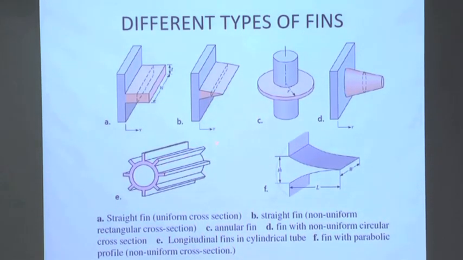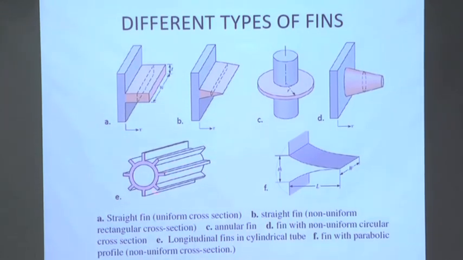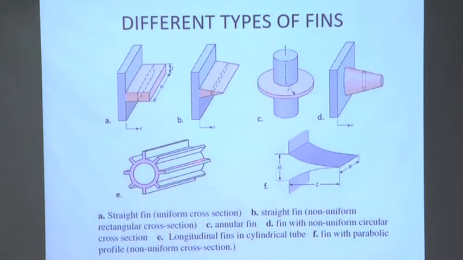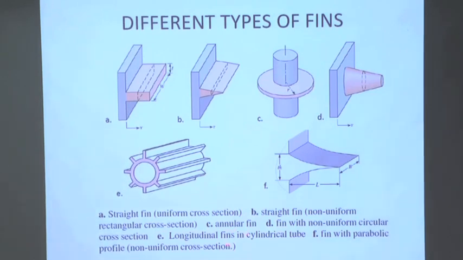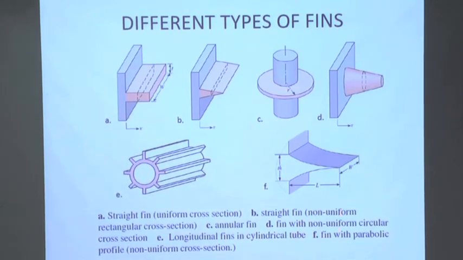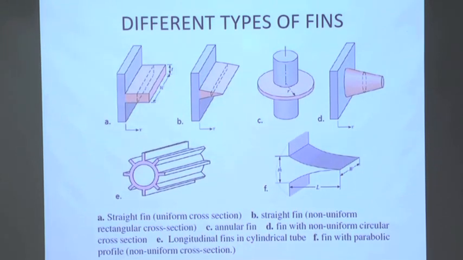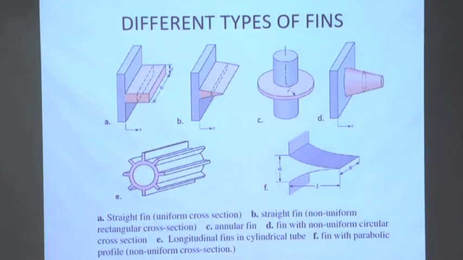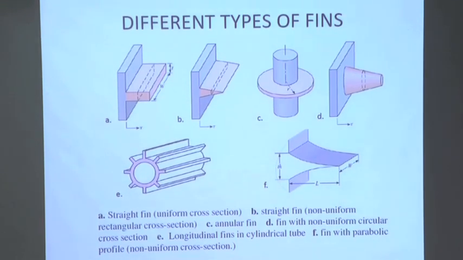Here the fins are longitudinal, parallel to the axis of the cylinder. That's why this is known as longitudinal fins in a cylindrical tube. This is a similar type of fin with a parabolic profile, non-uniform. So different types of fins are used. You can get this in any classical textbook, nothing great.